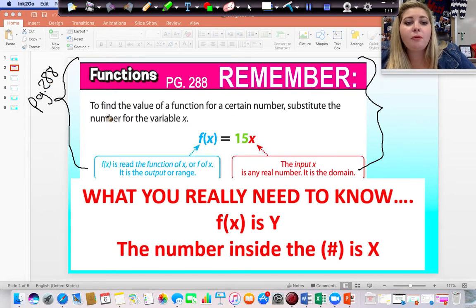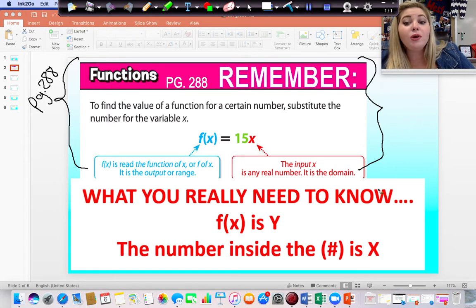Okay, so remember to find the value of a function for a certain number, substitute the number for the variable x. So you're going to see this, and we read this as f of x, or the function of x. Most of the time it's f of x. And then the input x is any real number. It is the domain. Okay, so domain, remember, those are all of our x values. So that's why they go in there for x.